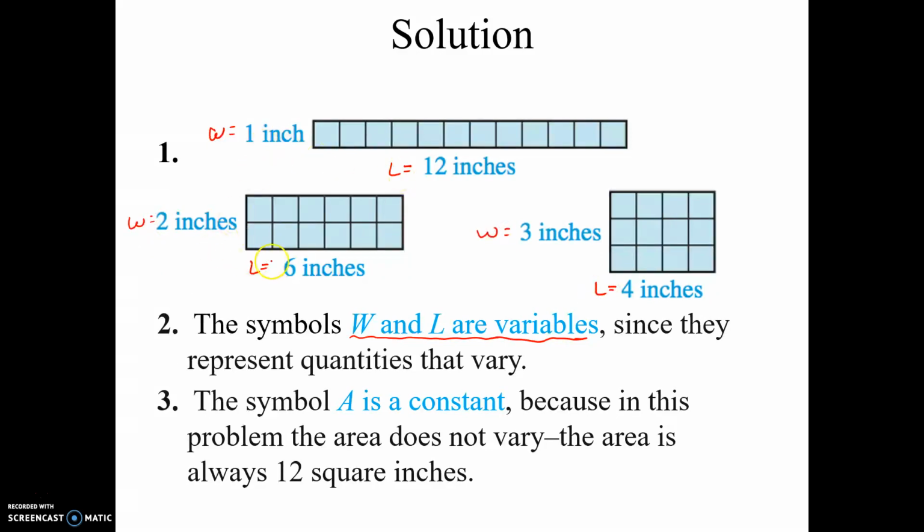These vary. However, the area of the rectangle does not. Here the area is 12, here it's 12, and here it's 12. So the symbol A is a constant because in this problem the area does not vary. The area is always 12 square inches.